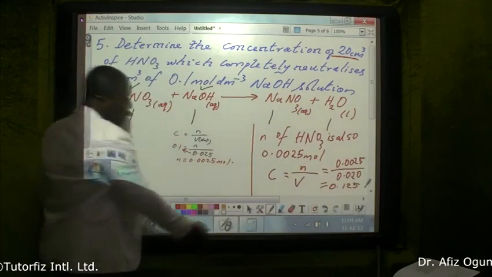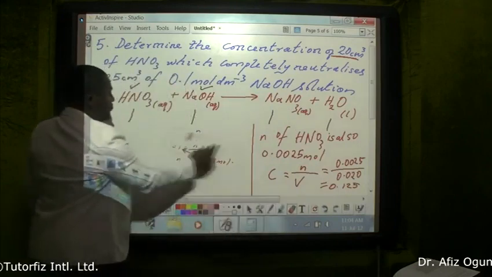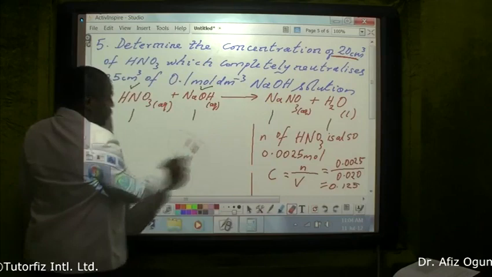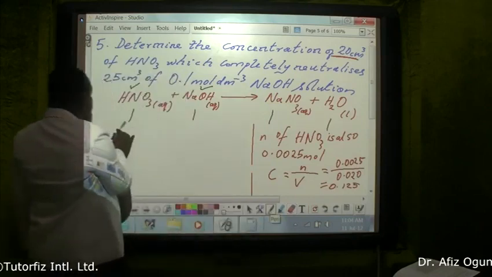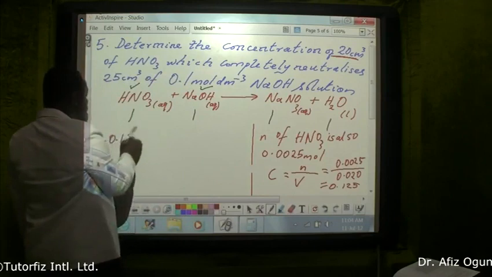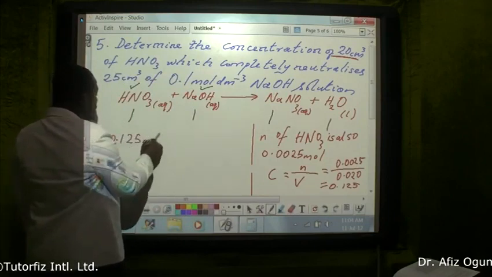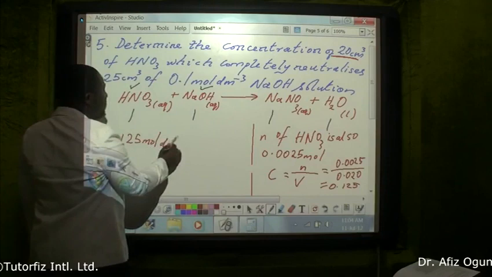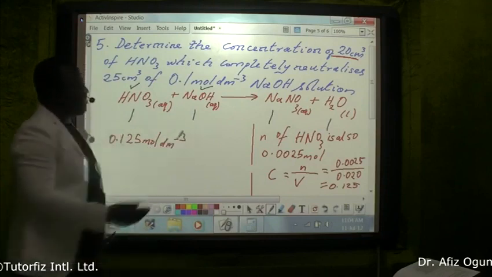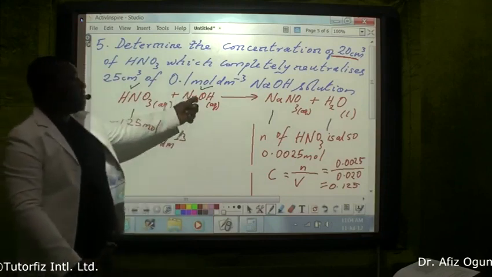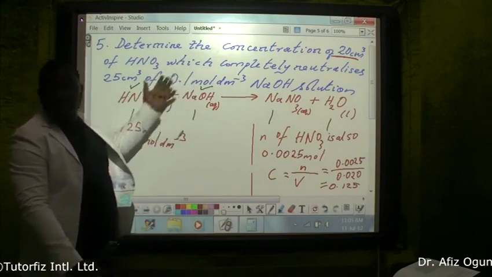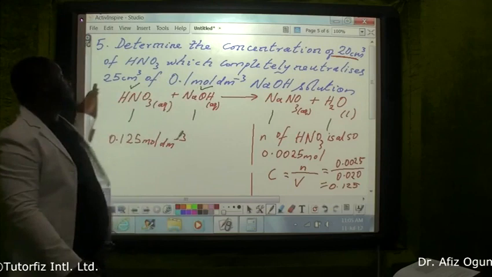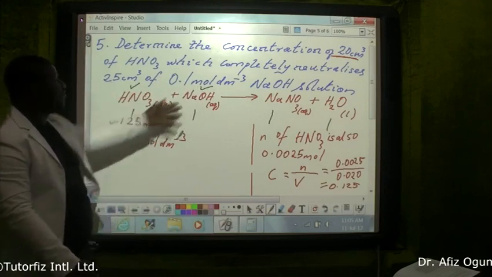You need to copy down these 0.125 mole per dm cube. So the concentration of this is 0.125 mole per dm cube. Easy or not easy? As easy as ABC. You know the mole of this must be equal to the mole of this. And you have been given all the materials to know the mole of this. So, easy for you to know the mole of this.